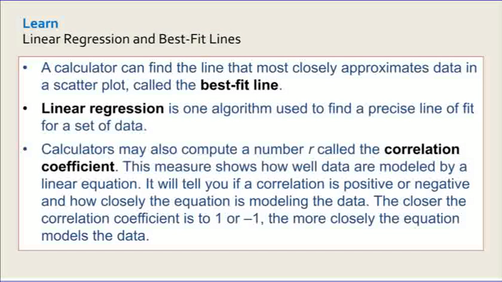Linear regression is one algorithm used to find a precise line of fit for a set of data. Calculators may also be used to compute a number R called the correlation coefficient. When you use your calculator, there's going to be a coefficient labeled R, and that's going to tell you how accurate it would be. This measure shows how well the data are modeled by a linear equation. It will tell you if a correlation is positive or negative and how closely the equation is modeling the data. So the closer R is to 1 or -1, the more closely the equation models the data.